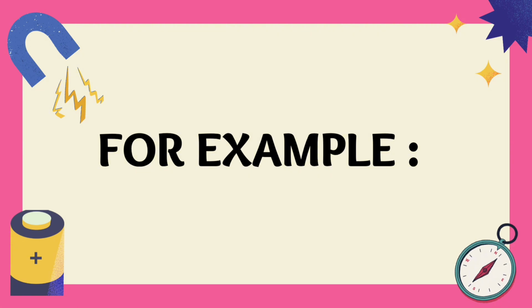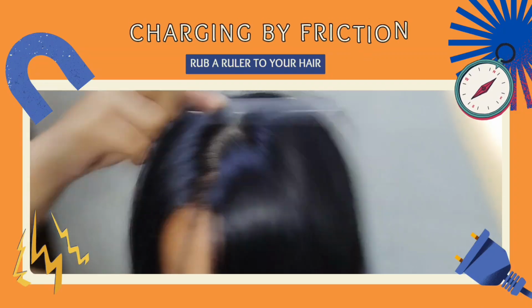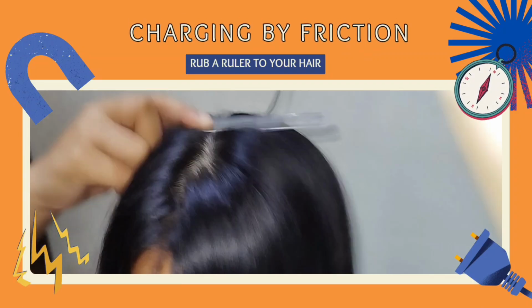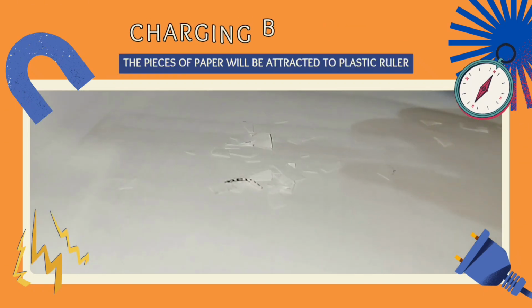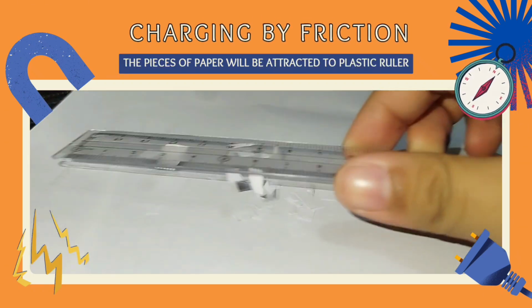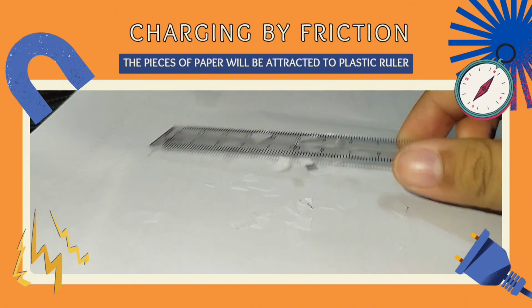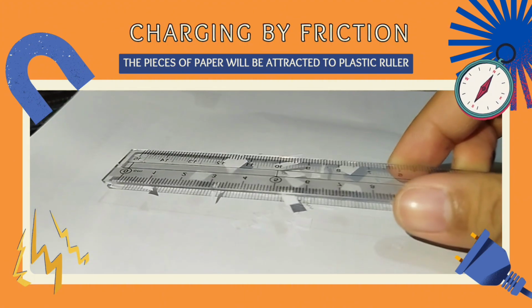For example, when the ruler is rubbed on hair or a jumper, it causes tiny particles to move from the jumper to the ruler. The extra particles on the ruler cause a buildup of static electricity which attracts the paper.